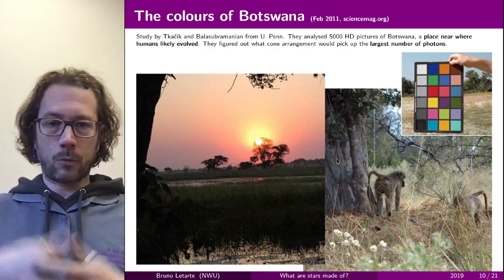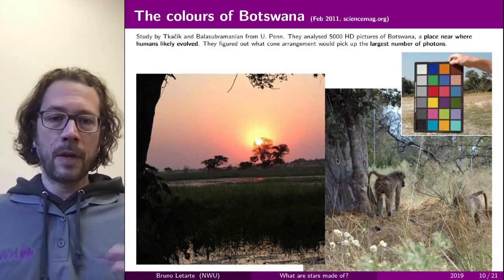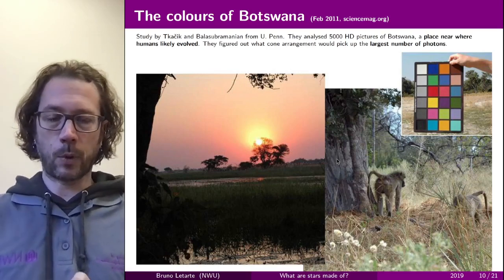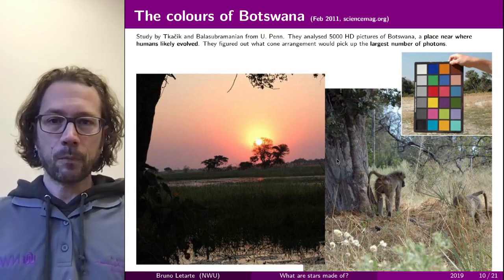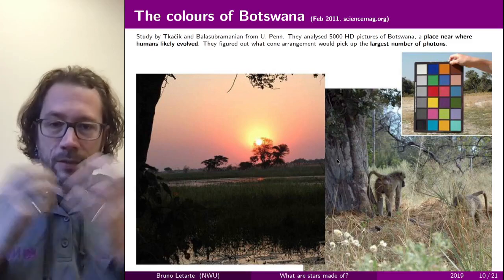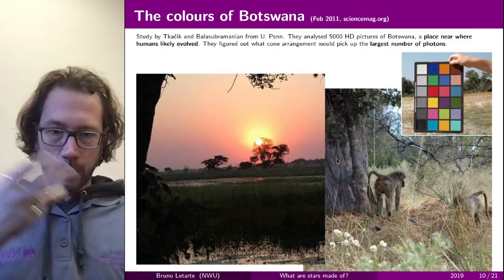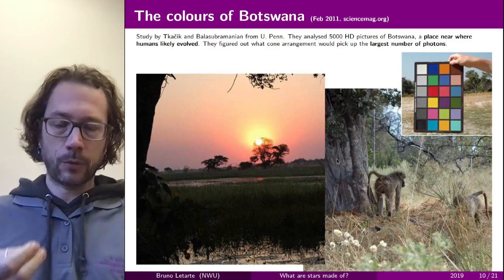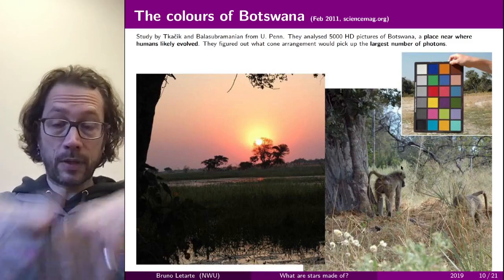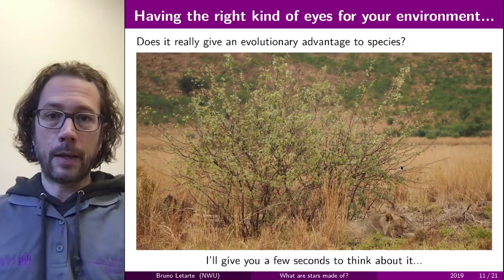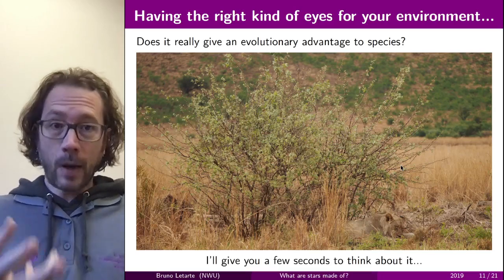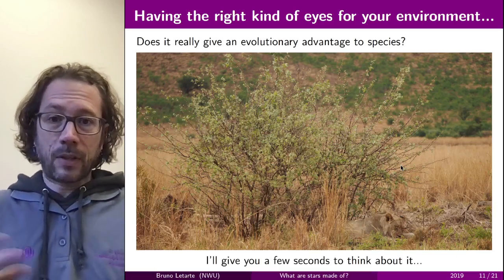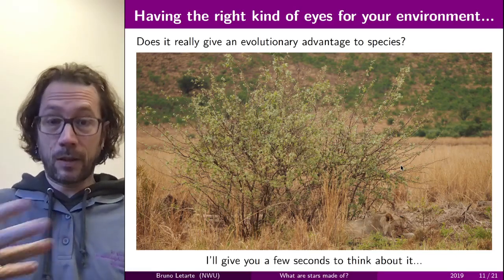Their hypothesis is that when the first humans started to evolve, they were probably evolving in an environment that looks like some parts of Botswana today. And basically they figured out that this kind of arrangement of cones, the sensitivity of the cones, and how many we have in the eye was pretty good at capturing a lot of photons, or a lot of light, in this kind of environment. Apparently having the right kind of eyes gives us an evolutionary advantage, and it basically means that you should be able to survive in such an environment.